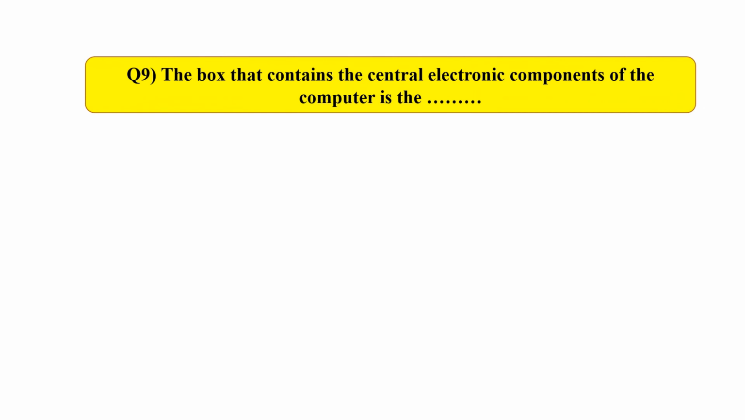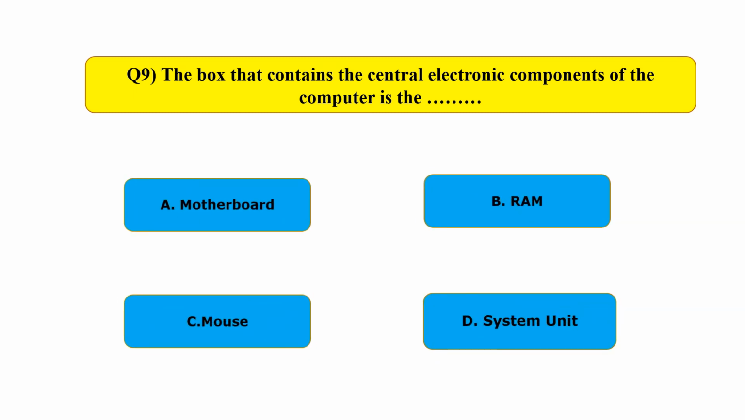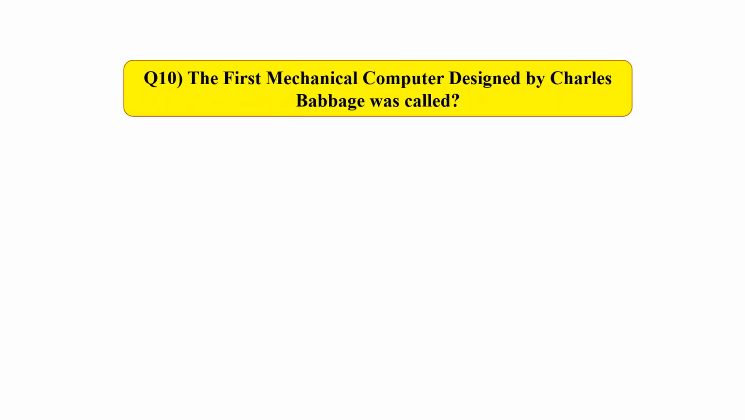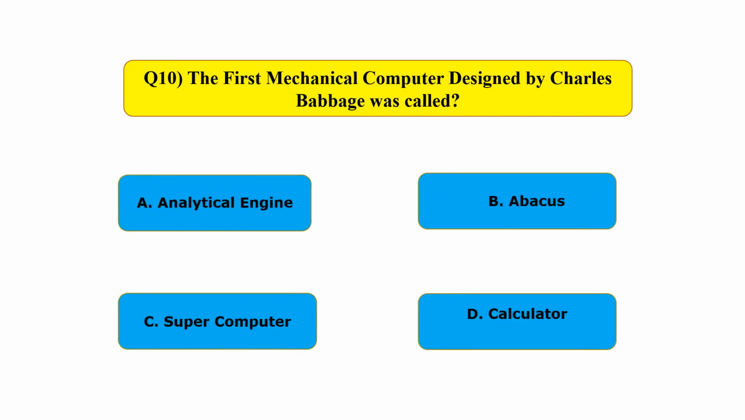The box that contains the central electronic components of the computer is the dash. Answer D. System unit. The first mechanical computer designed by Charles Babbage was called, answer A. Analytical engine.